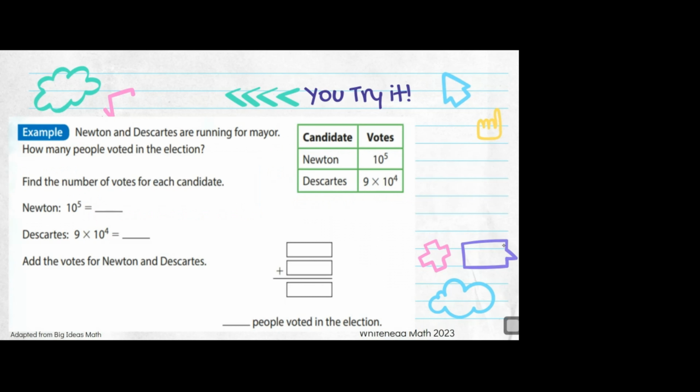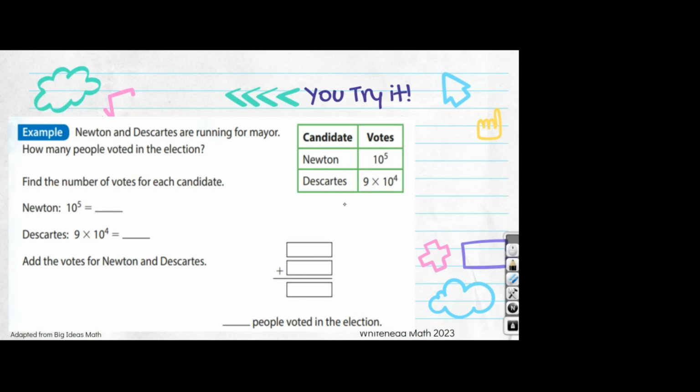Okay, in your book, you're using the Big Ideas math book. It says that Newton and Descartes are running for mayor. How many people voted in the election? You need to find the number of votes for each candidate. So Newton's is written as a power and Descartes is written out in expanded form. So we need to figure out what this means. What is the value?